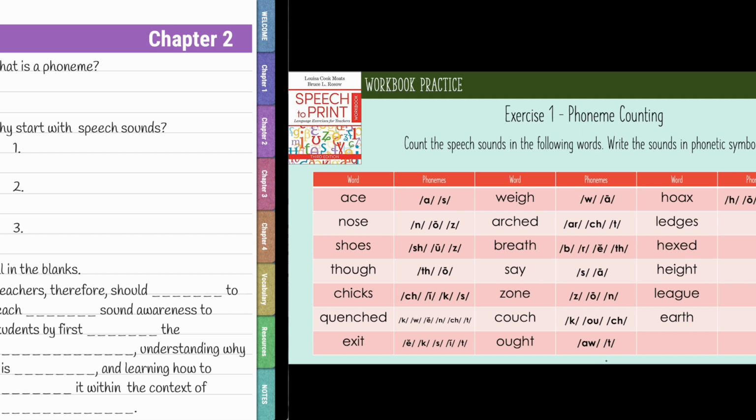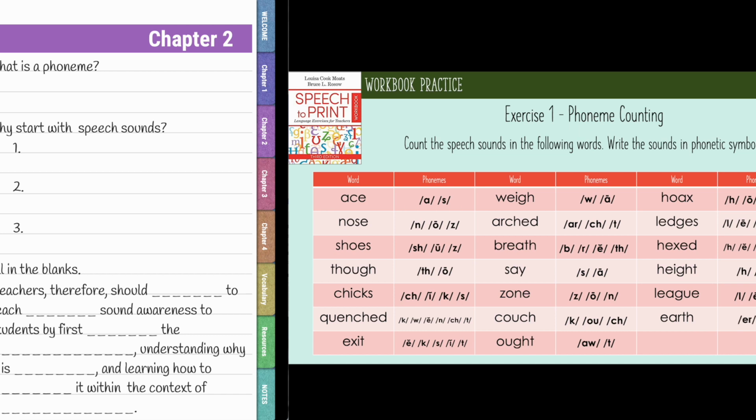Ledges. There are five. Hexed has five as well. Again, you have that X coming in with those two. Height. Did you say three? League. Did you say three as well? I always chuckle when I see the phonetic symbol of league because it looks like leg. You just have to remember this is the E sound, the long E. And the last one, earth.